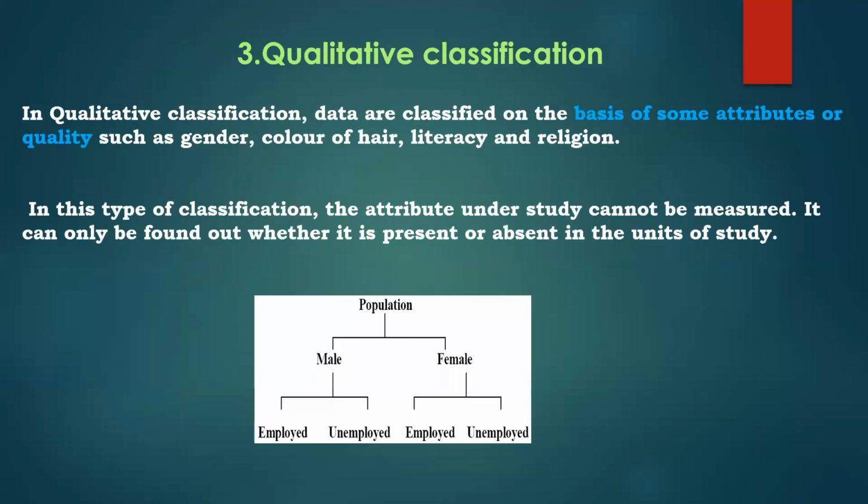Next, we'll see what is qualitative classification. As the name goes, it is qualitative classification. So the data is based on quality, such as gender, color, literacy, and religion. Here we have to keep in mind that a quality which cannot be measured comes under qualitative classification. Here I have given you the example of population. The whole population is divided into male and female. And again, the male and female are subdivided into two categories, employed and unemployed. So this is all about qualitative classification.